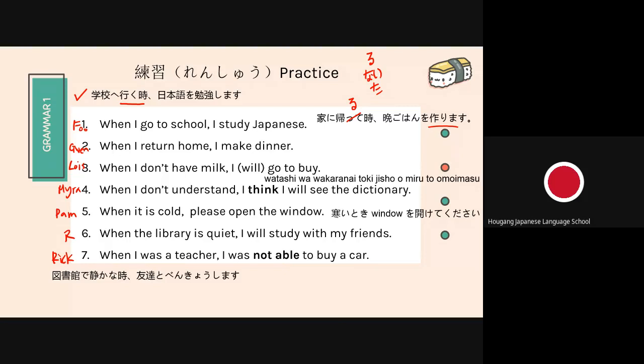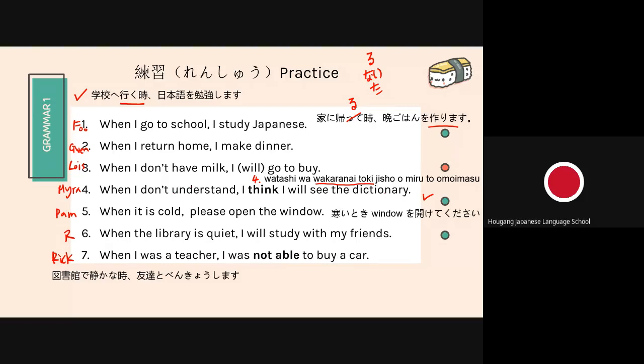Okay, so I go to number four first. 4番. 私は分からない時, very good. Okay, when you don't understand, 分からない時, I think I'll check the dictionary. Very good. Correct.